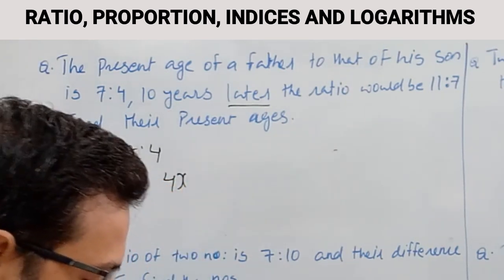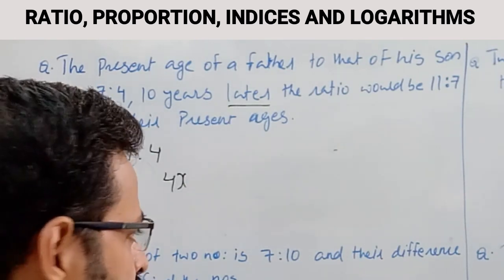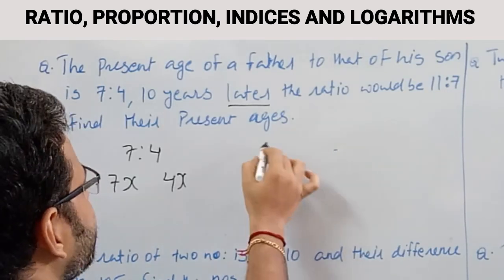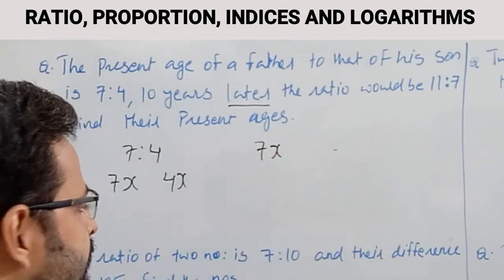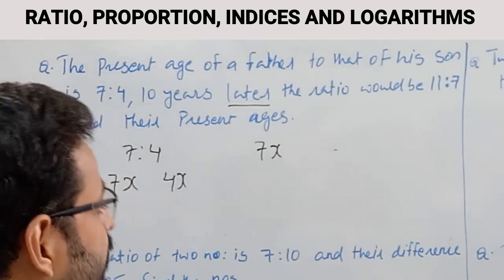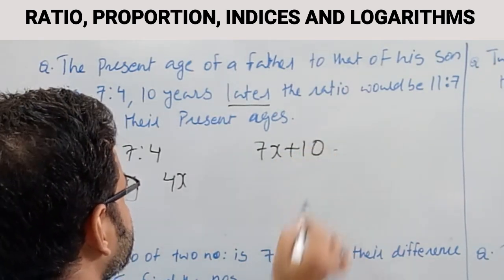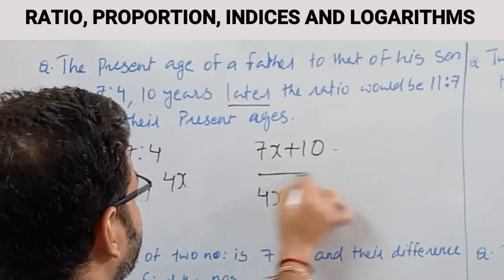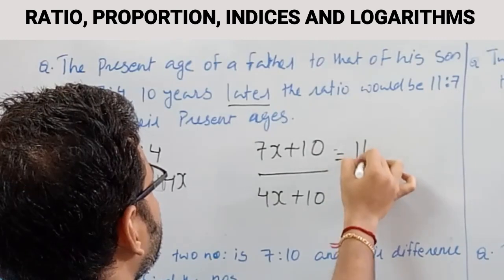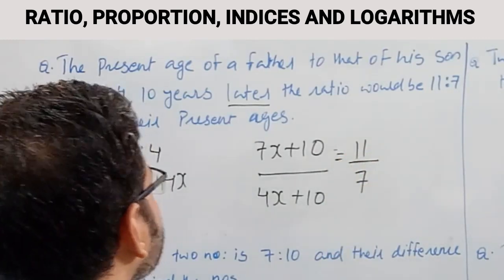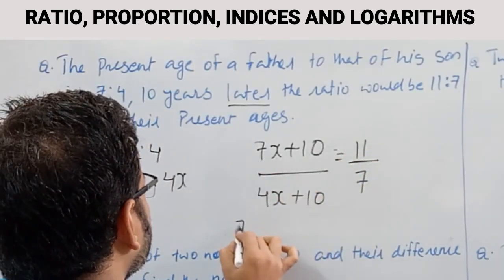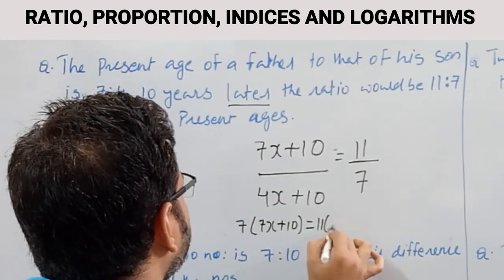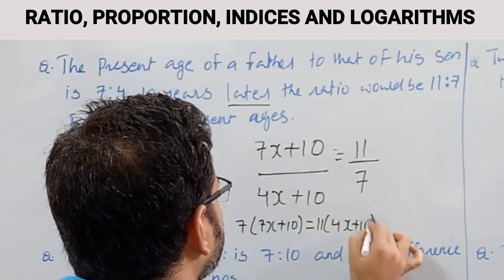Okay. We can multiply with the same non-zero number, the property of ratio. After 10 years, father's age will be, right now his age is 7x, after 10 years his age will be 7x plus 10. After 10 years, son's age will be 4x plus 10. Their ratio is equal to 11/7. Then cross multiplying, 7 into 7x plus 10 is equal to 11 into 4x plus 10.